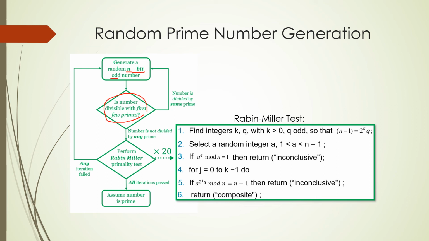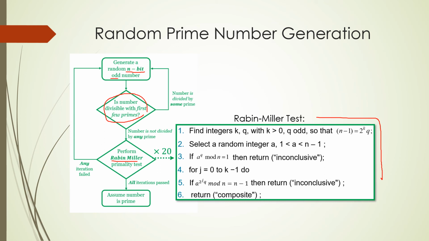But if it's not divisible by those few prime numbers that we know, then we can run a Rabin-Miller primality test. And that primality test is going to make us a bit more confident that this number is prime. It's not going to make us 100% sure that this number is prime, but it's going to give us a lot of confidence in terms of probability. I couldn't say 100% confidence, but let's say 95 or 99% confidence that the number is prime. So this is the Rabin-Miller test.